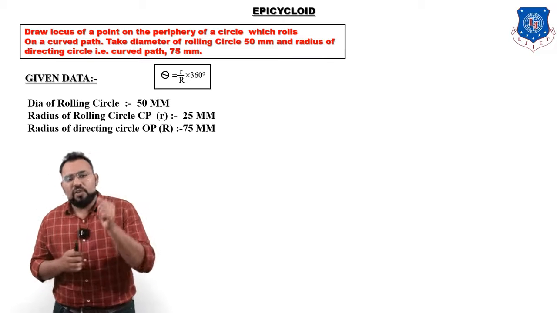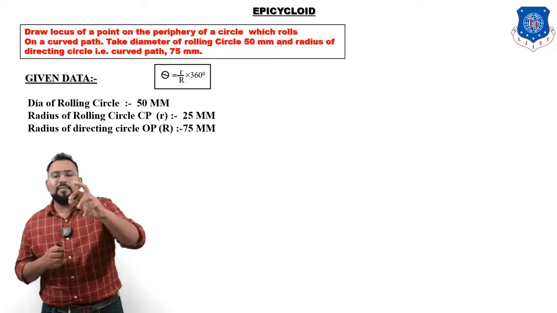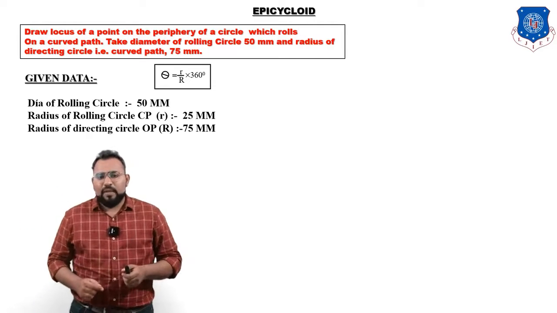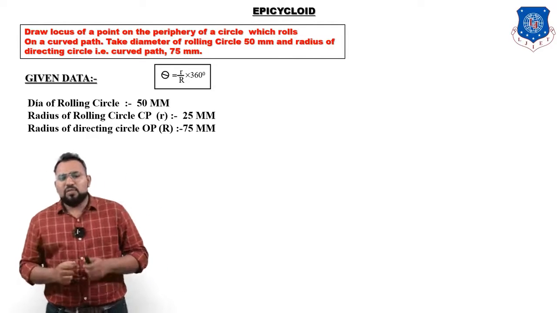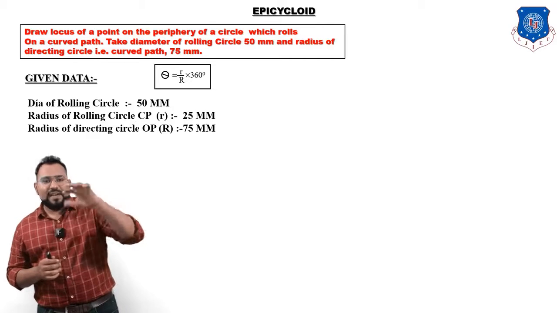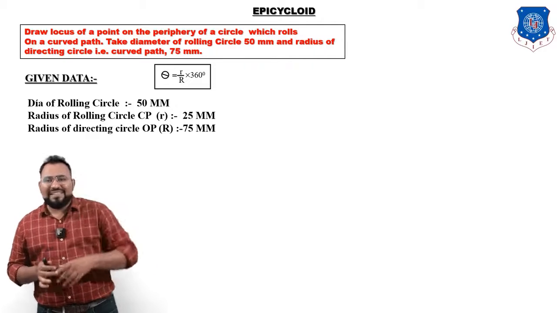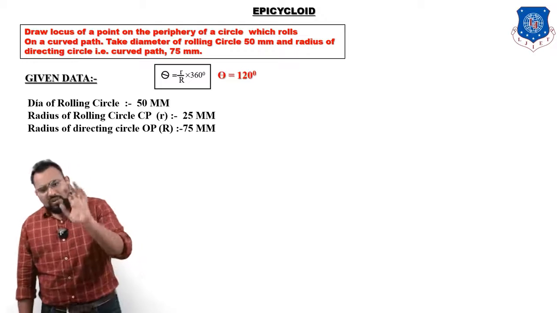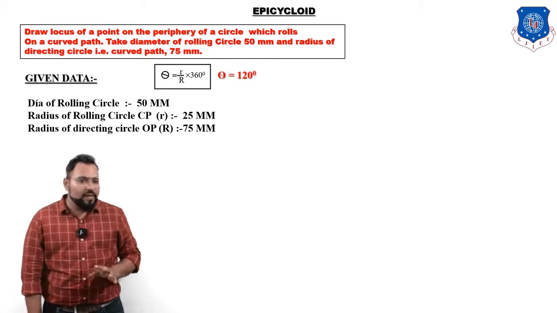So the equation for theta is small r upon capital R multiplied by 360 degrees. Here small r is 25 and capital R is 75. So 25 divided by 75 is 1/3, multiplied by 360 degrees. So the value of theta will be, yes, 120 degrees. Okay, so now we have the value of theta equal to 120 degrees.